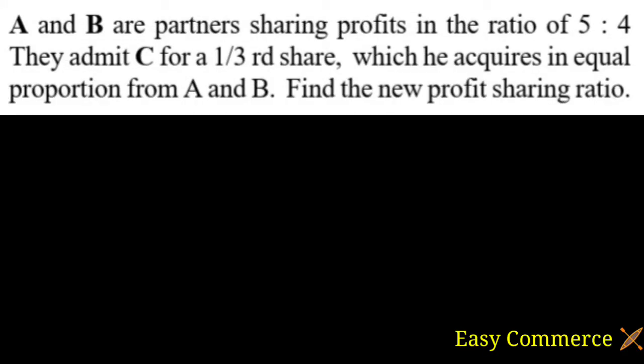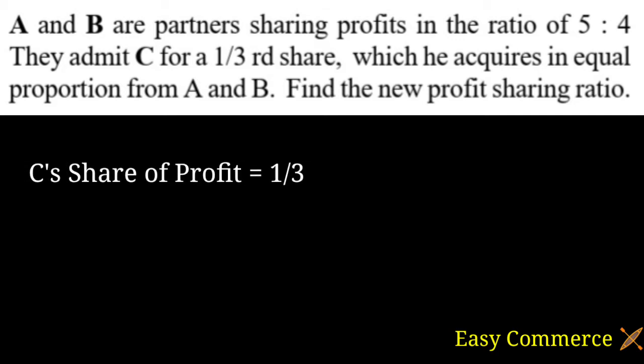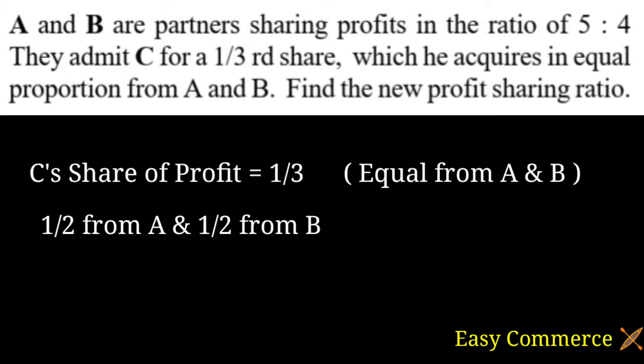A and B are partners sharing profits in the ratio of 5:4. They admit C for 1/3 share, which he acquires in equal proportion from A and B. Find the new profit sharing ratio. Here in this question, A and B are the partners and they admit a new partner C, and they promise to give 1/3 of share to C. Also, this 1/3 is given by A and B equally. Equal means half is given by A and half is given by B.